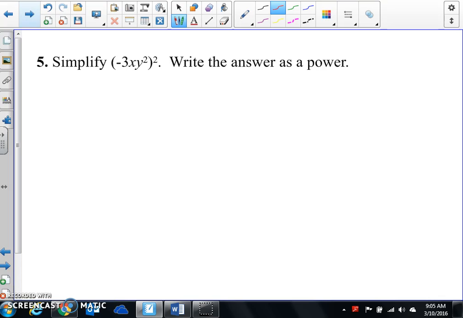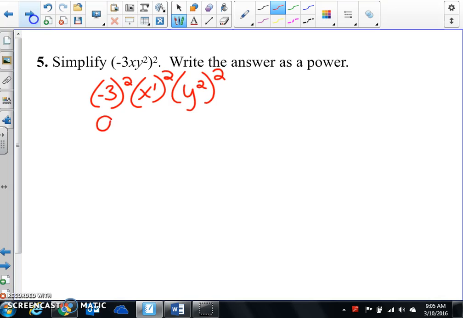All right, when we have one like this, we break it up. So this is negative 3 squared, x to the first squared, y to the second squared. Negative 3 times negative 3 is 9. Power to a power, I multiply. 1 times 2 is 2. 2 times 2 is 4.